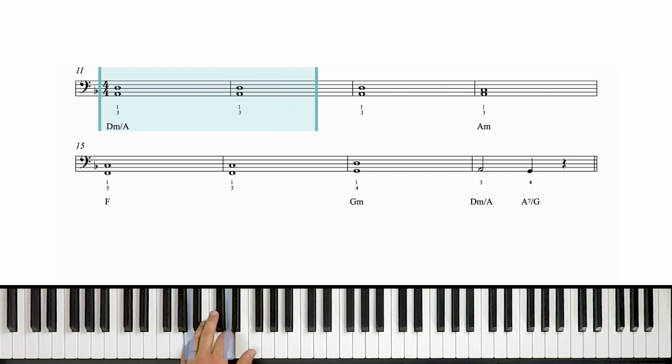Next measure, same thing, 2, 3, 4, same thing, 2, 3, 4. Next measure, we move this D down to a C.